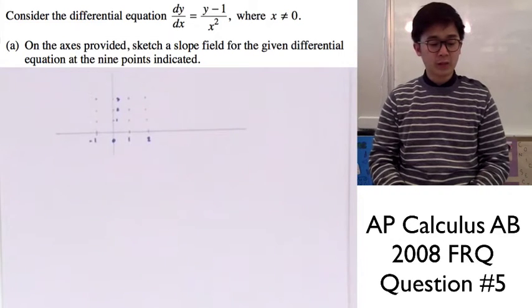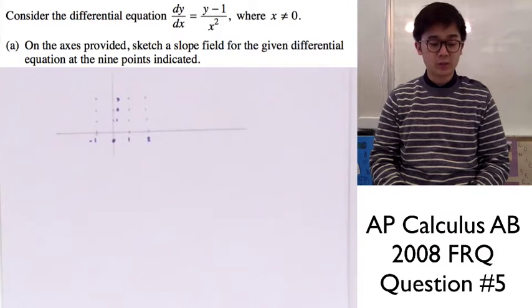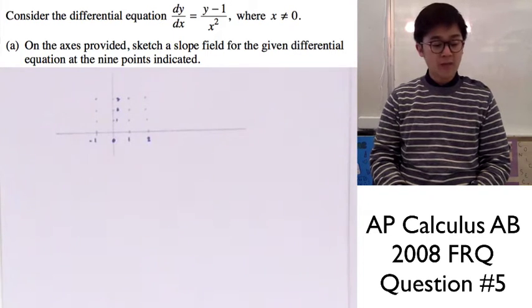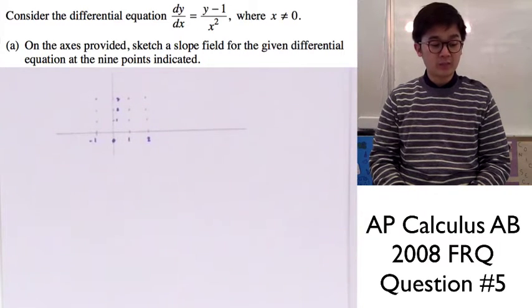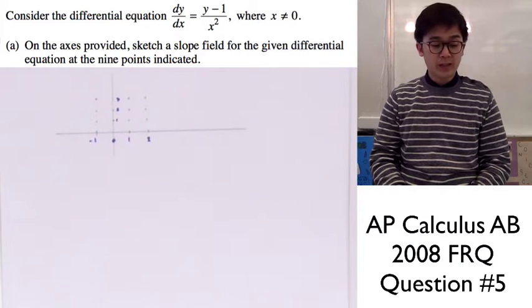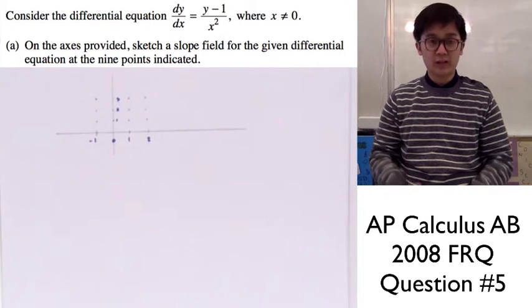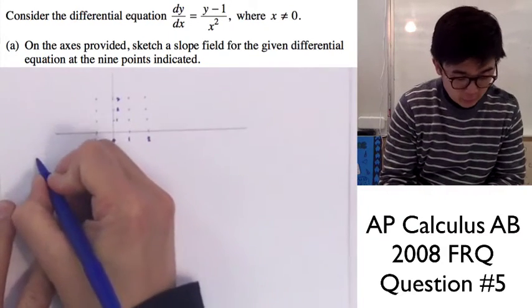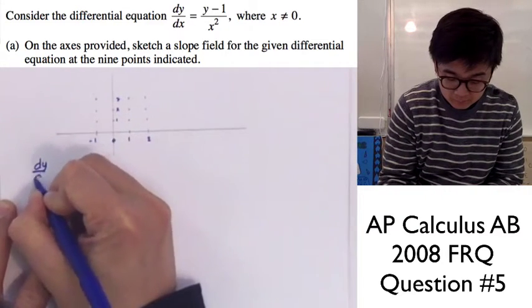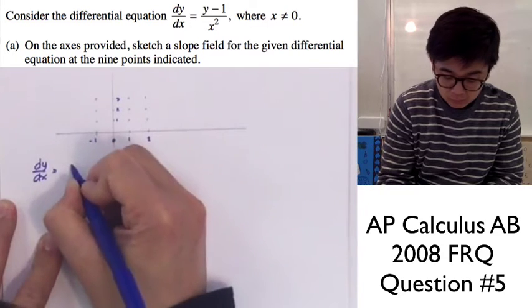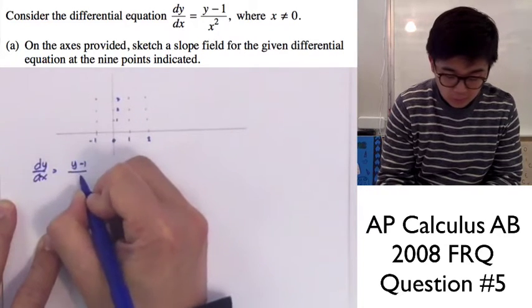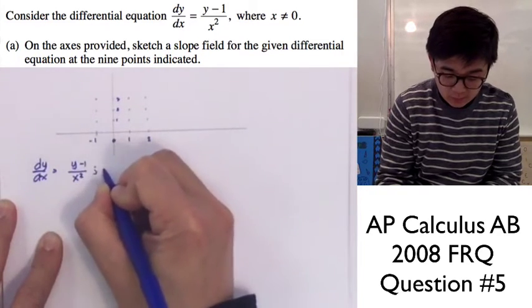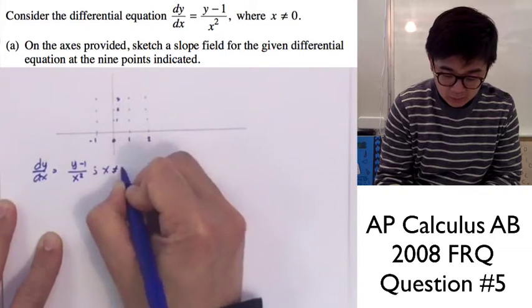Today we're going to be working on AP Calculus AB FRQ from 2008, question number 5. In this FRQ, we are given the differential equation dy/dx equals (y minus 1) all over x squared, where x is not equal to 0. So we have dy/dx equal to (y minus 1) all over x squared when x is not equal to 0.